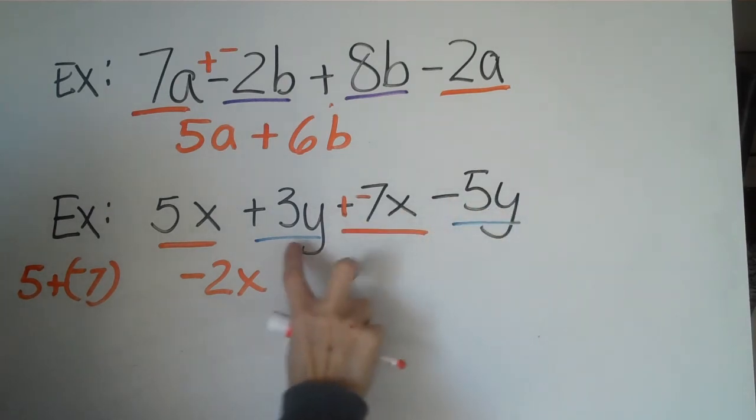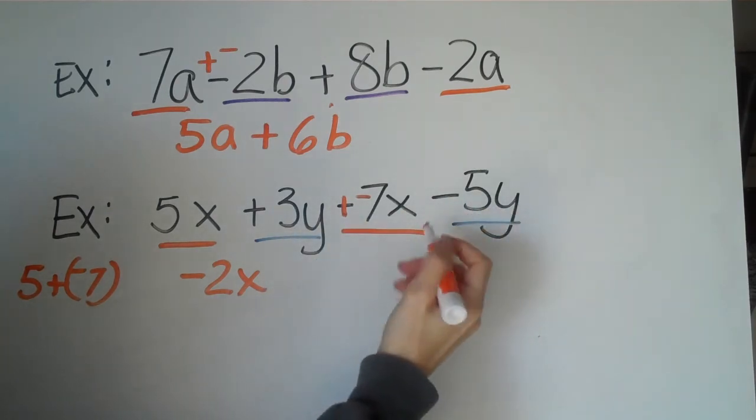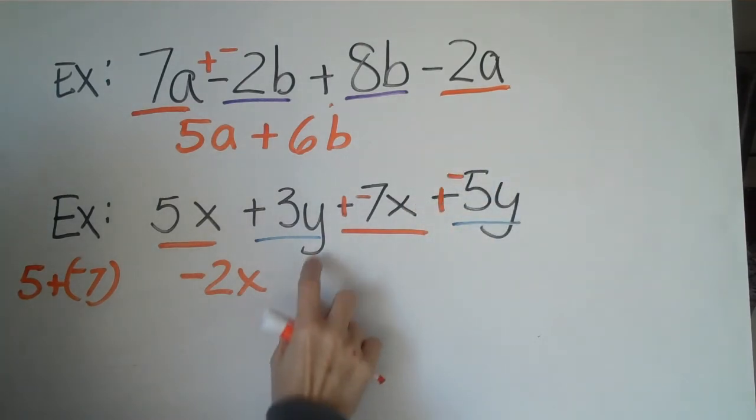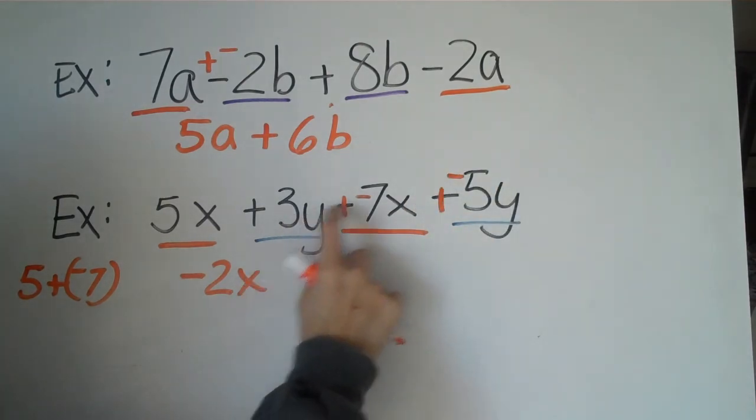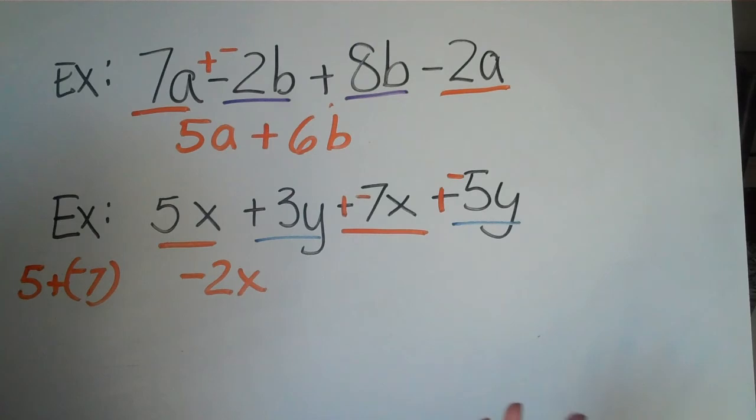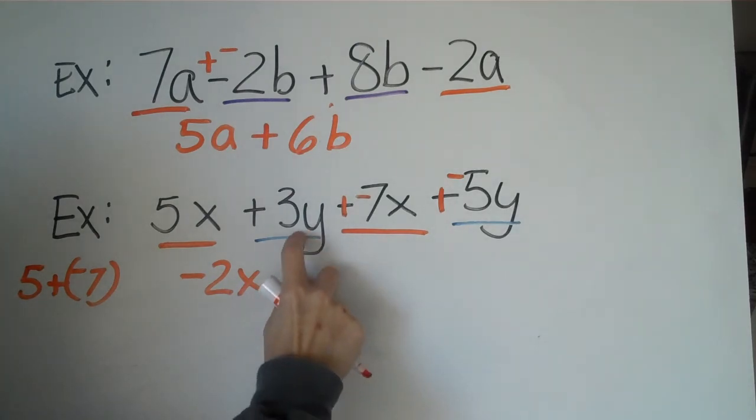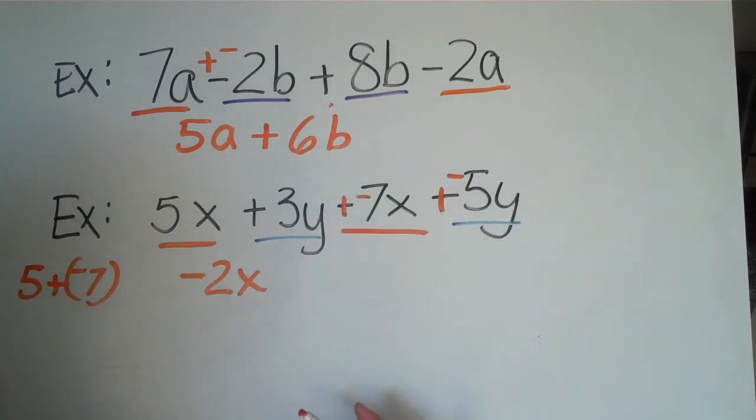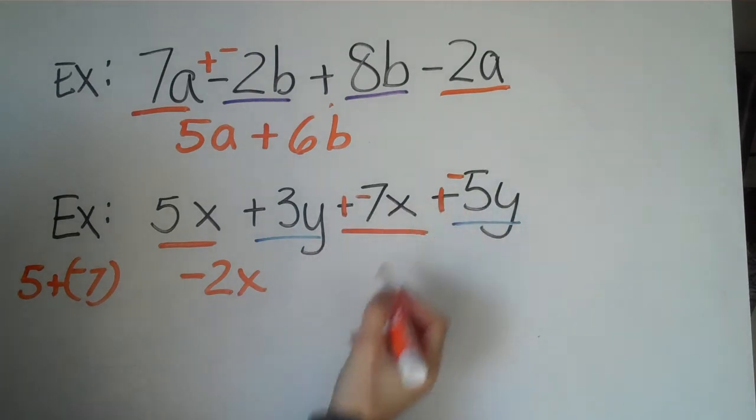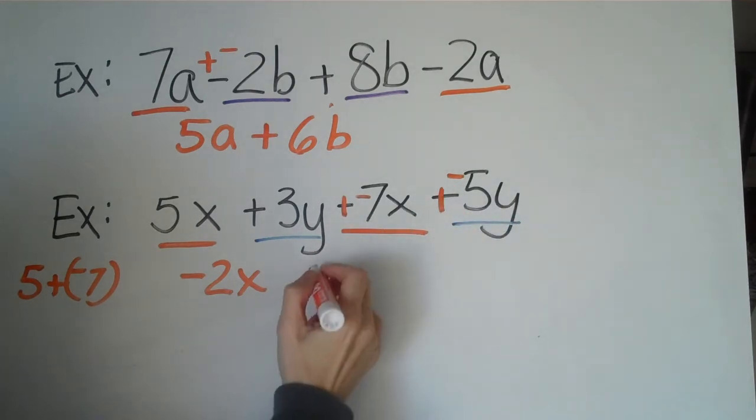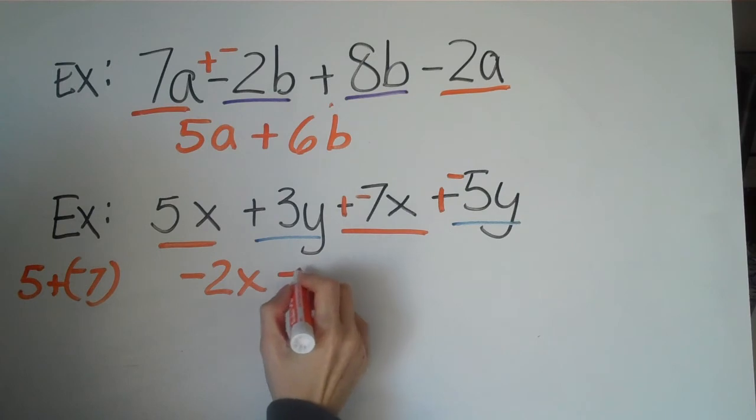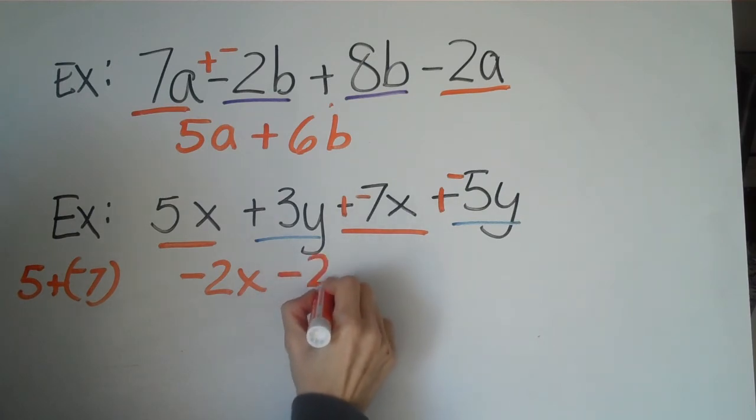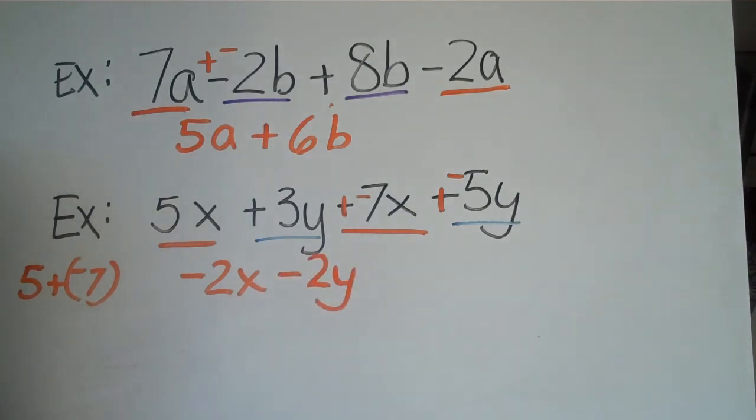So now we have 3y minus 5y. Well, again, this number is smaller than this one, so this becomes plus negative, right? Or you can say 3 minus 5 and get that in your head, or you can remind yourself that it's 3 plus a negative 5. Same thing. 3 plus a negative 5 would be plus a negative 2, or minus 2y. So you get negative 2x minus 2y, and you don't do anything further with that.